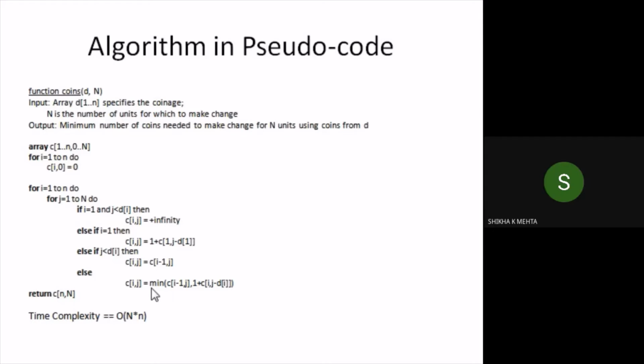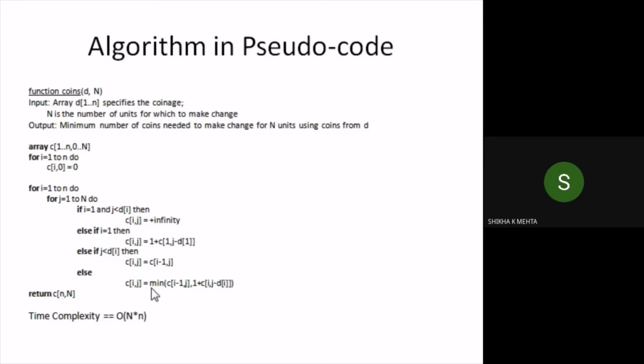Now for i is equal to 1 to n, n is the number of coinage. Then for j is equal to 1 to n, where n is the number of units for which we have to make change, because the size of the matrix is going to be equal to the number of denominations of the coins multiplied by the maximum value that is required for the coinage. If i is equal to 1 and j less than d i, we initially assign the value to be infinity. Else, if i is equal to 1, then C i j is equal to 1 plus C 1 comma j minus d of 1. If the value of i is equal to 1, this is the formula we apply.